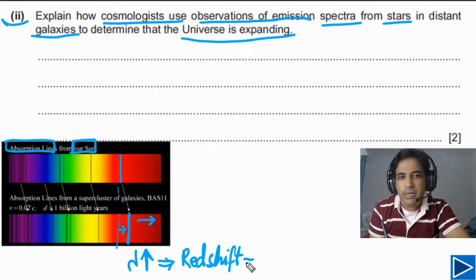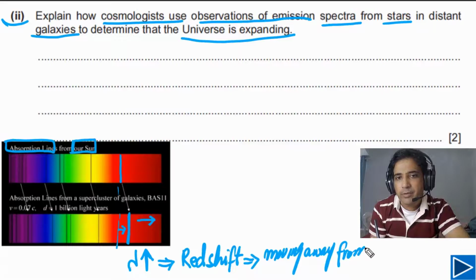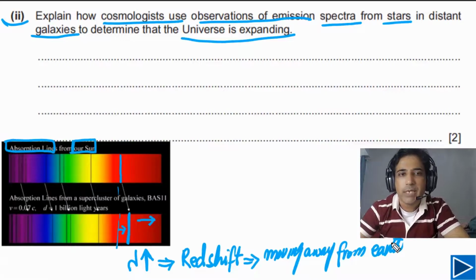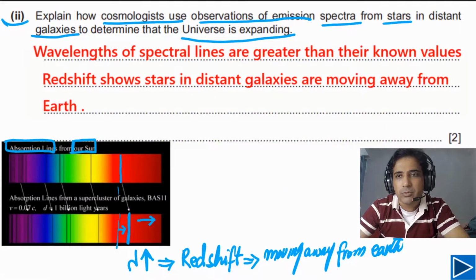So they are moving away from us. So redshift simply tells us moving away from the observer, or we can say moving away from our planet. This is all you need to write down for this question. Let me show you the answer, how you can write down your answer for this question.